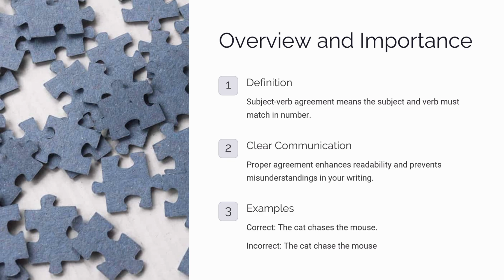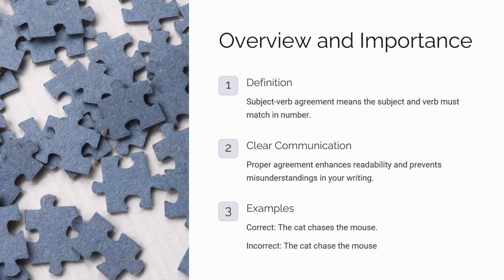Okay, so now let's go over a few examples to illustrate this more clearly. So consider the sentence, "the cat chases the mouse." Here we have a singular subject, the cat, and it correctly pairs with the singular verb chases. If we change the subject to a plural form like the cats, we need to also change the verb to chase, as in "the cats chase the mouse."